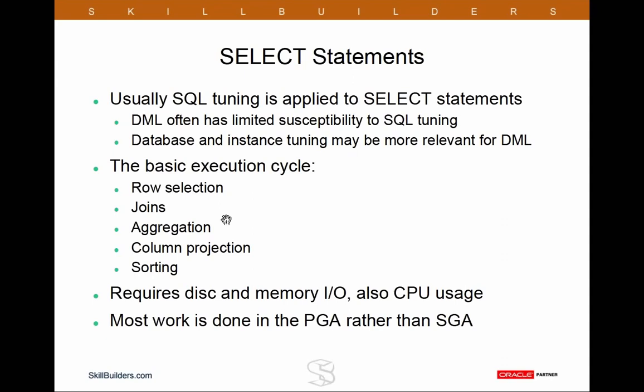Basic execution cycle for a select statement. Get the rows, do the joins, do some aggregation, project the columns. In other words, get the columns that the query has asked for, and do some sorting. Often requires disk I/O, memory I/O. So we have physical I/O for disk, memory I/O for latches, if we're using the buffer cache, and of course, CPU. So those are the resources, right? I/O, CPU. The work for all this stuff is often done in the PGA, Program Global Area, which again is that private area. Everybody gets their own PGA.